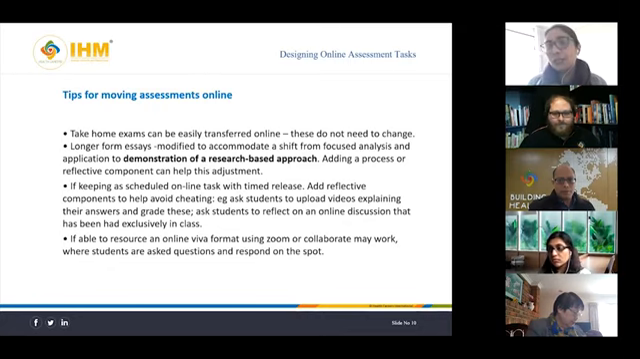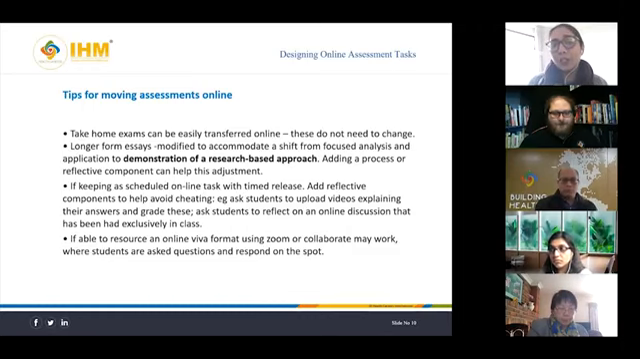We can shift the focus from focused analysis and application to demonstration of a research-based approach, where we can add a process of how you did it, or we can add a reflective component that can help with this adjustment. And note that doing this reflection part avoids issues with academic integrity as well. So less likely someone else is going to write a reflection for them. Less likely they will be buying assessments which are sold in bulk. So this is a way for us to ensure we are avoiding contract cheating and other issues around academic integrity.